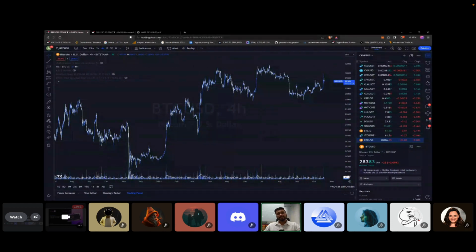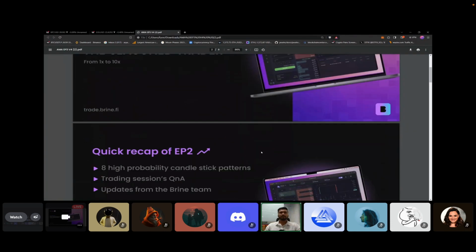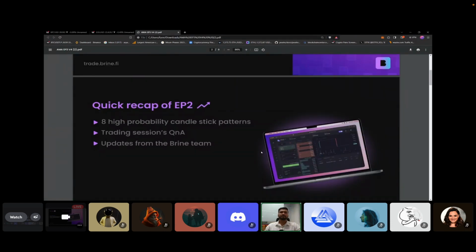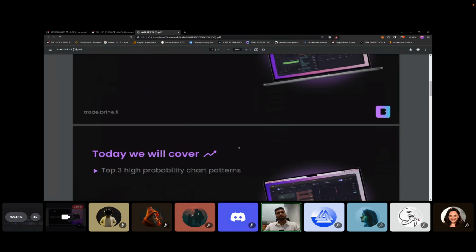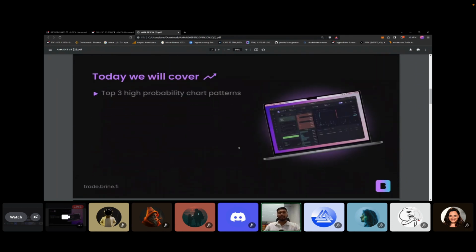After that, in the next session, we covered various candlestick patterns such as the morning star, the evening star, the doji, the spinning top. And finally, here we are with the third session. In this third session, we are going to go over 3 high probability chart patterns that I personally use. I'm also going to tell you where to place your stop loss, where to place your target, and also a few lesser known tips that you can use to improve your trading. So let's start this.